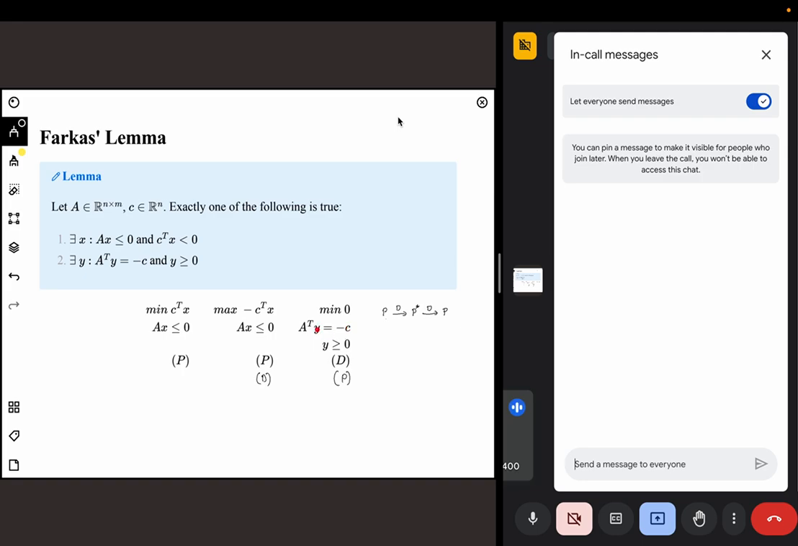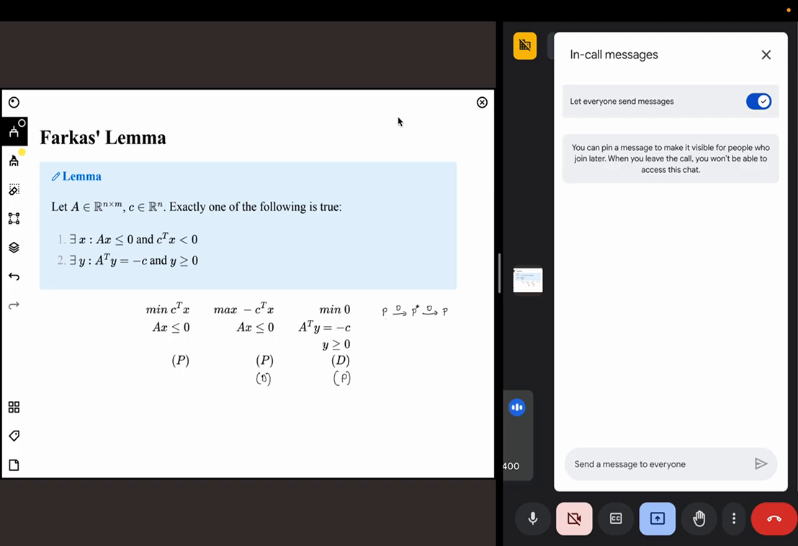Essentially, that means there will not exist a y such that A transpose y equals minus C and y is positive. So that is exactly the second statement. So if the first one is true, then the second statement is not going to be true. Because if the first statement is true, then there is no solution for the primal problem, which means the dual also will not exist. So the second one will not exist.